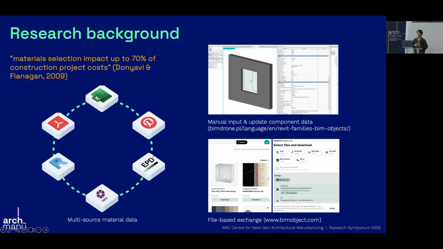Currently, there are several online BIM libraries that provide material data for designers to download, but this kind of information exchange is based on files in proprietary formats. Also, some platforms, for example BIM Object, provide connections to Revit through plugins. But this connection is at the software level, not the data level, which means if the designer wants to access this component from another software, the connection can be lost.